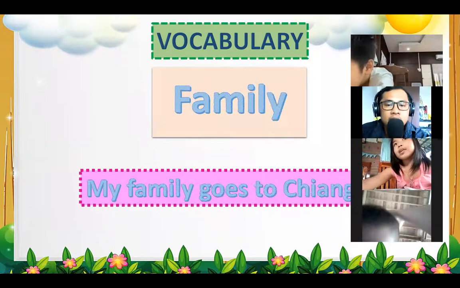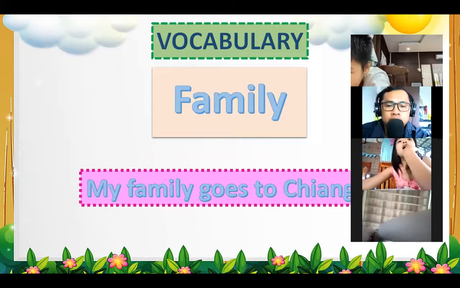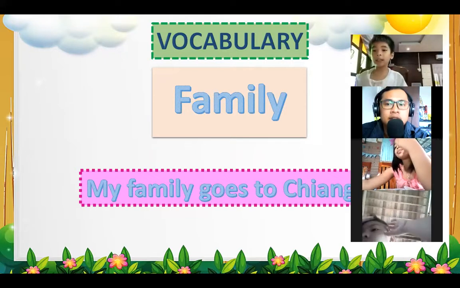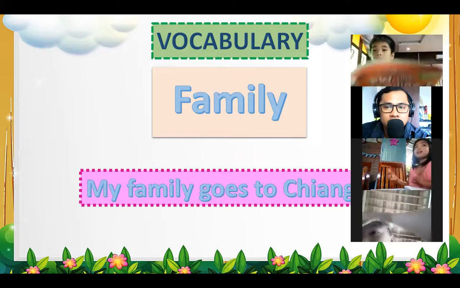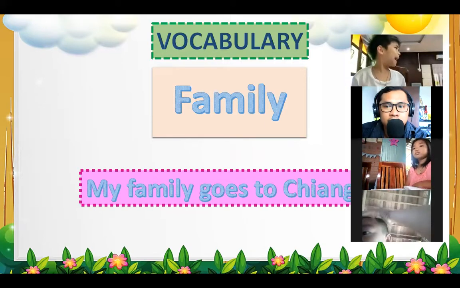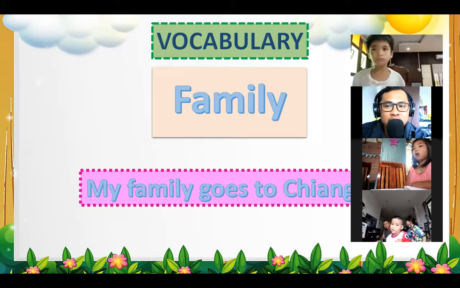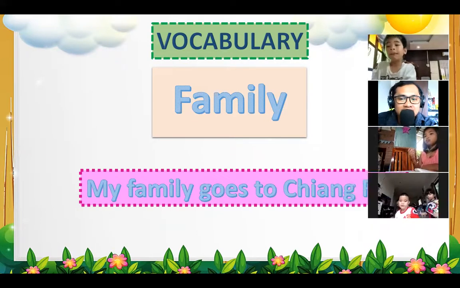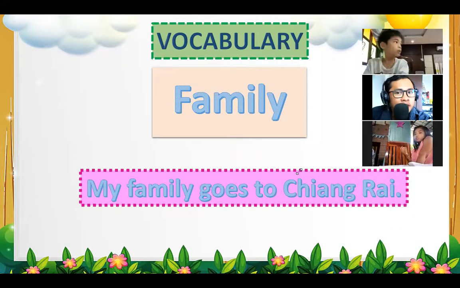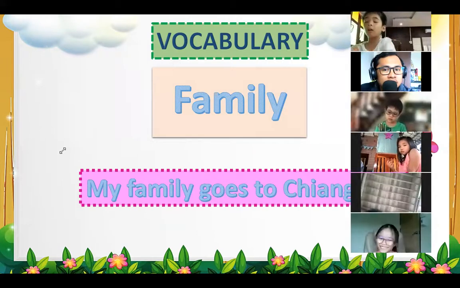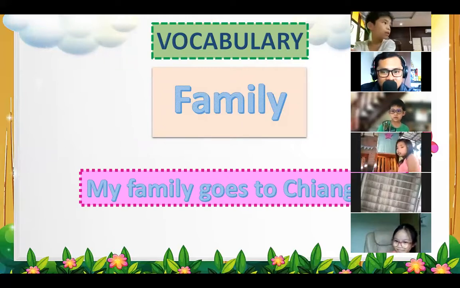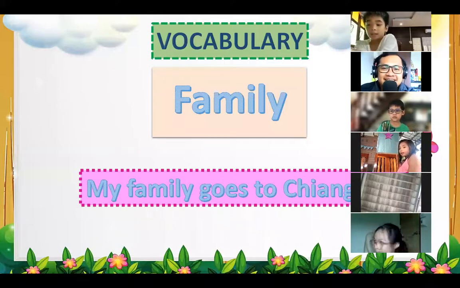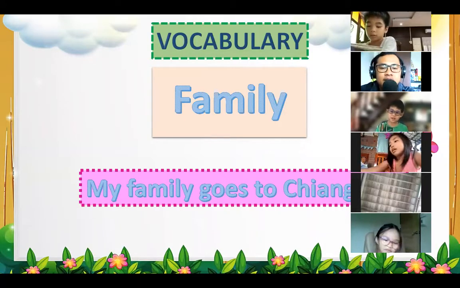Okay, next we have the family. My family. Go. My family goes to Chiang Rai. Go to. To where? Chiang Mai, Chiang Rai. Yes, Chiang Rai. It's next to Chiang Mai. It's in the north of Thailand. Okay.